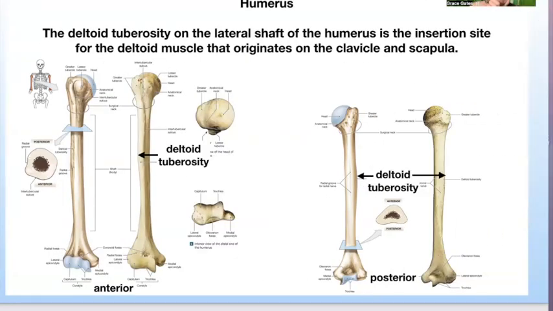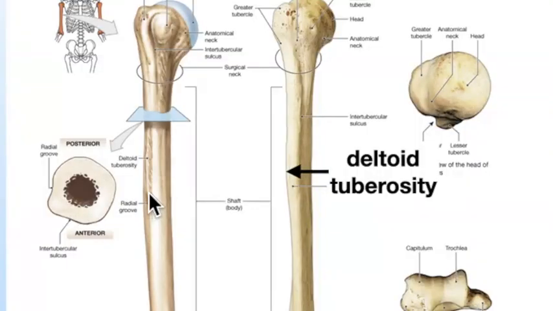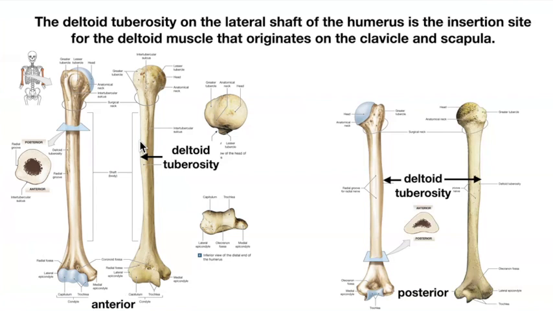So now moving inferiorly, the deltoid tuberosity is on the lateral shaft of the humerus. And the deltoid tuberosity is the insertion site for the deltoid muscle that originates on the clavicle and scapula. Okay, so we have our deltoid muscle up here, originating on the clavicle and scapula, and then flowing downwards over the cap of the shoulder and inserting on the deltoid tuberosity, which is this sort of gentle swelling on the lateral humerus. And you can feel this in your own arm. It's a nice little swell there on the bone.